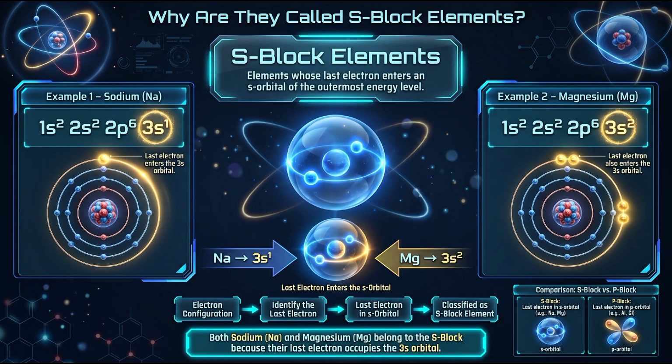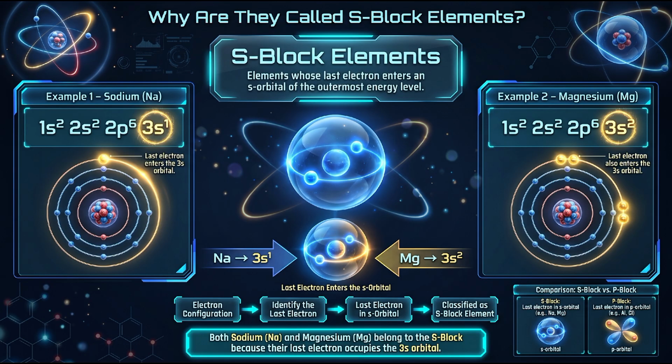Every orbital has a maximum capacity. The s orbital can hold only 2 electrons, the p orbitals can hold 6 electrons, the d orbitals can hold 10 electrons, and the f orbitals can hold 14 electrons. Since the s orbital holds only 2 electrons, the s block contains only 2 groups, namely group 1 and group 2. The image explains this concept using 2 examples, sodium and magnesium.